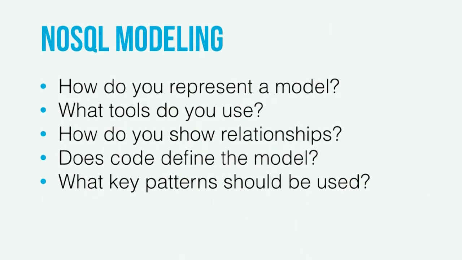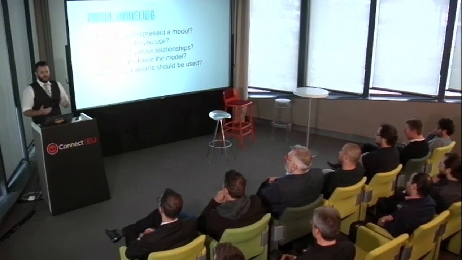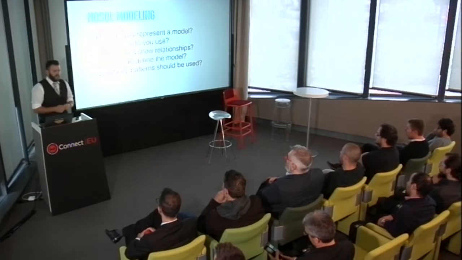What those relationships are. But with NoSQL, how do we represent these relationships? What tools do you use today? How do you show what these relationships are between arbitrary, unrelated JSON documents? I've heard that the code defines the model. You're using a class to represent a document. Or what key patterns do you use, and how do you communicate these things?